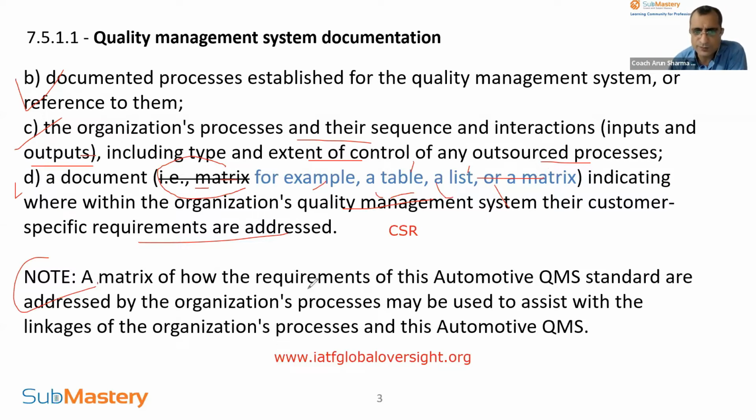Okay. So a matrix showing how the requirements of the automotive QMS standard are addressed by the organization's processes may be used to assist with the linkages to the organization's processes and the automotive QMS. This is what I talked about, right? You identify where and how customer specific requirements can be linked with your quality management system. That means in which procedure, in which format, in which work instruction the customer specific requirements can be linked so that your people remember.